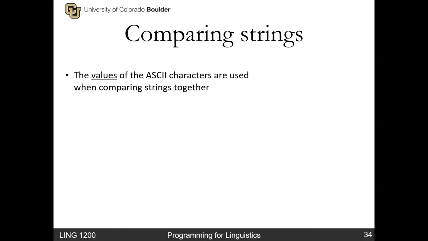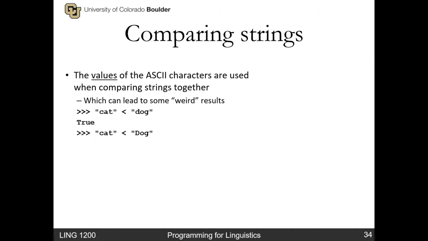So since ASCII characters are represented numerically, when we compare strings together, we're actually looking at the numeric values of those ASCII characters, which can lead to some weird results. For example, if you compare cat to dog with the less than operator, you'll find that cat is less than dog. That's true. But if dog has a capital D at the beginning, it's not true. You can go back to the ASCII table and do the math and figure out what's going on here. You get some weird results because you're comparing the numeric values that represent the ASCII characters. Capital DOG, all capital letters, is less than lowercase dog. Well, that makes sense, right? Because the capital letters come first, they're lower numbers than the lowercase numbers.